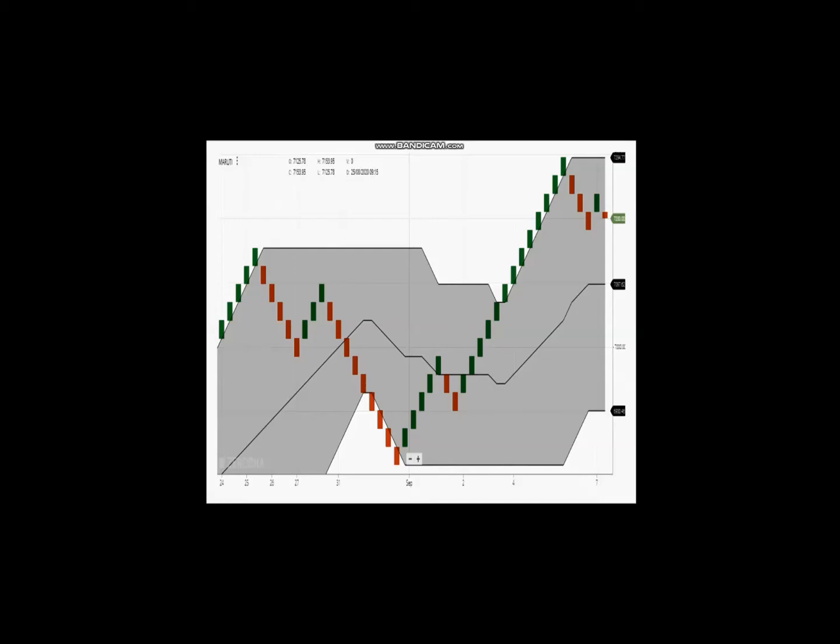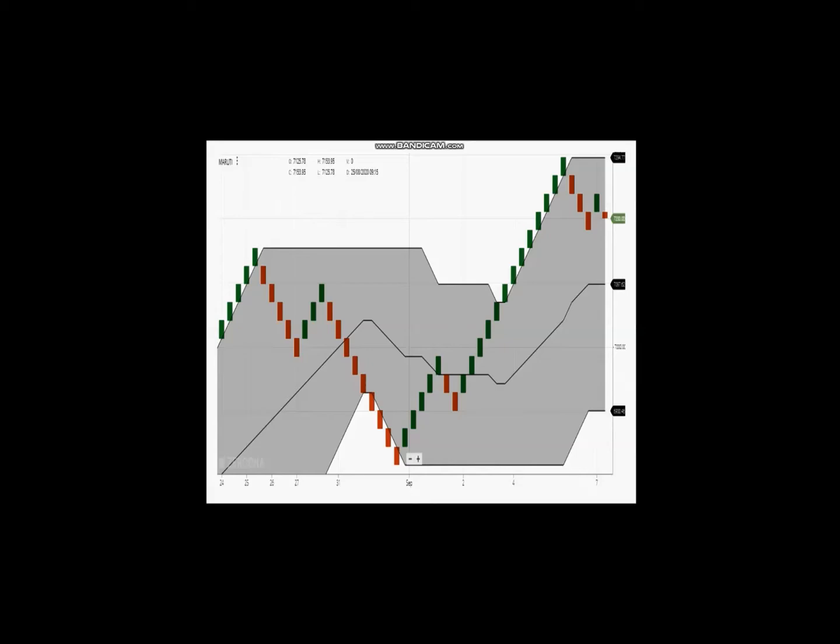The Donchian channel represents a stock's high price for the last 20 days, the low price for the last 20 days, and the average of these two prices. So have a look on the chart.